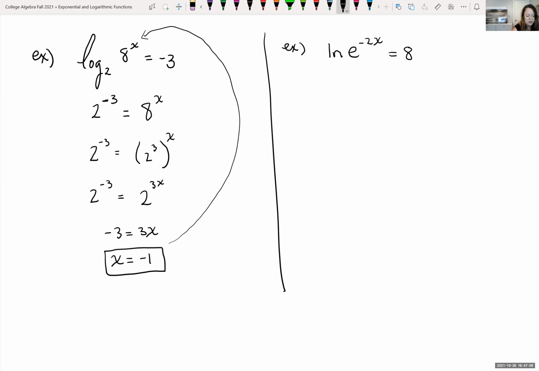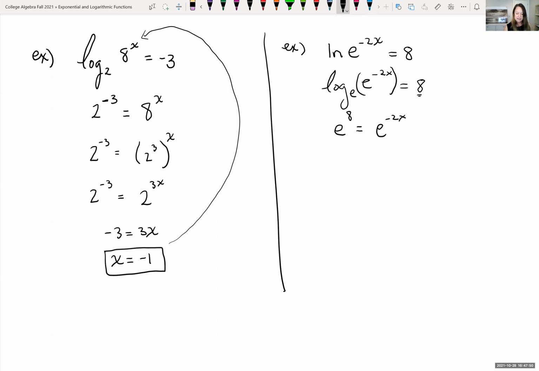So recall, natural log is log base e. We haven't talked about this property yet. So if we go backwards and think to ourselves, e to what power gives me e to the negative 2x, it's just negative 2x. But if I didn't see that, we could rewrite this in exponential form. So the base of natural log is e. Raise it to the other side of the log, which is 8, equals what we were taking the log of, which was e to the negative 2x.